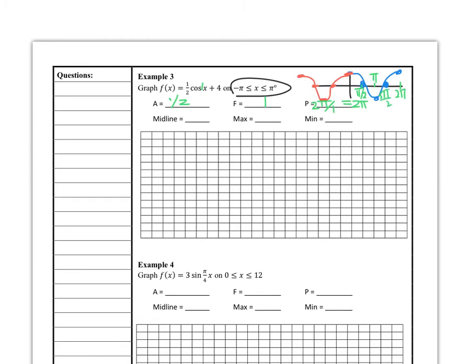Okay, so then I have to do the back side of it. So I know that it would end at negative 2 pi. The middle would be negative pi, and then the middle of the middles closest to the y-axis would be negative pi over 2.